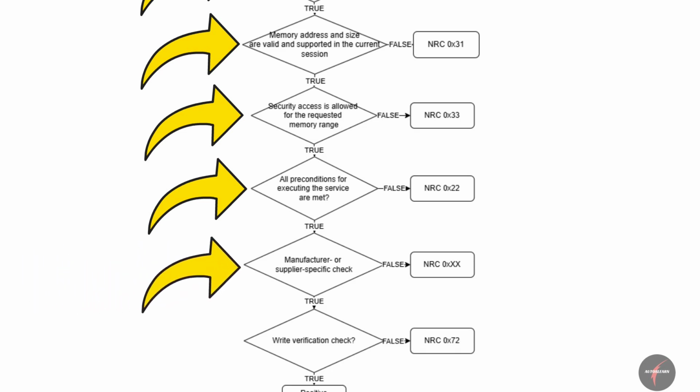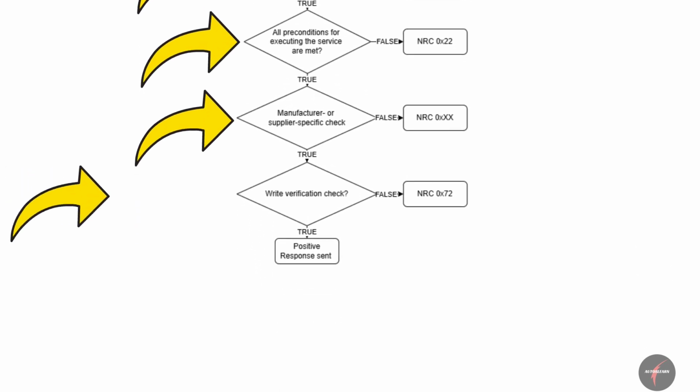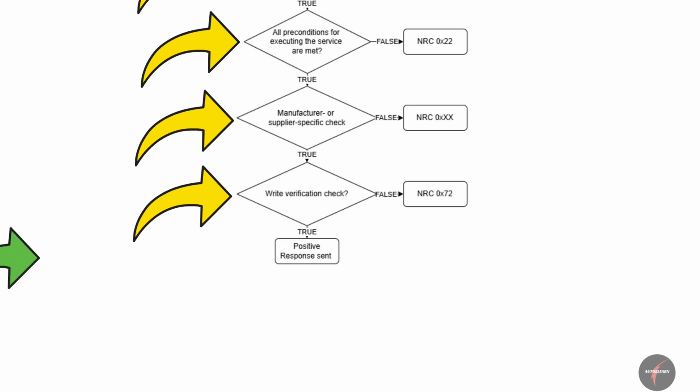After this, a manufacturer or supplier specific check is performed to ensure that the data record being written is valid. If the data record is found to be invalid, a manufacturer or supplier specific NRC may be returned. And finally, there's a write verification check. This confirms whether the data was successfully written into the server's memory. If any error is detected during this process, the server returns NRC 72, general programming failure. If all the above checks pass successfully, then a positive response is sent for the requested service.